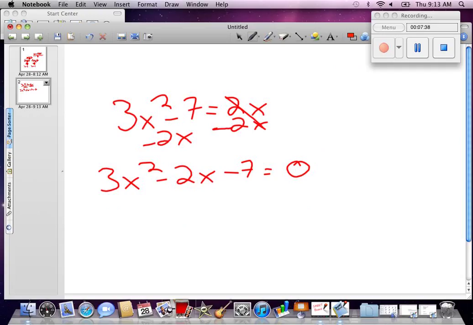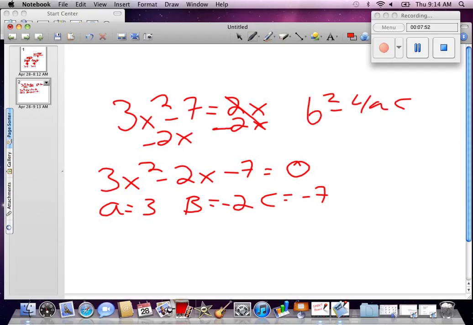Next step. What's A, B, and C? A equals 3, B equals negative 2, and C equals negative 7. Remember, the discriminant is just b squared minus 4ac. Okay? So it's whatever squared minus 4 times whatever. So b squared is negative 2 minus 4 times 3 times negative 7.